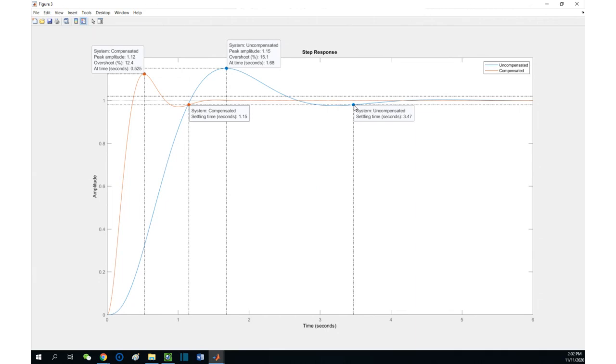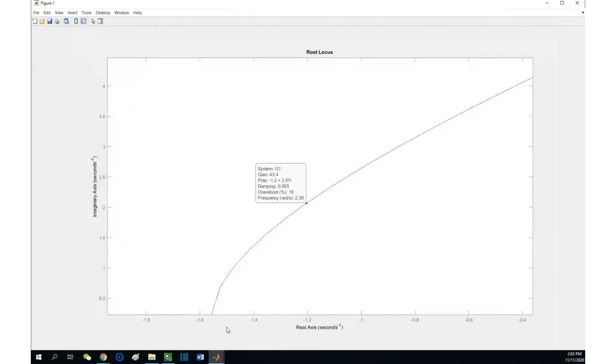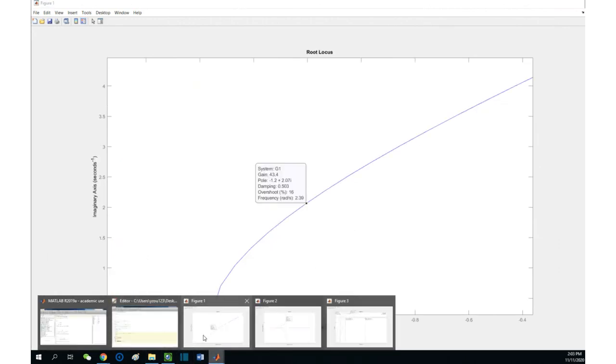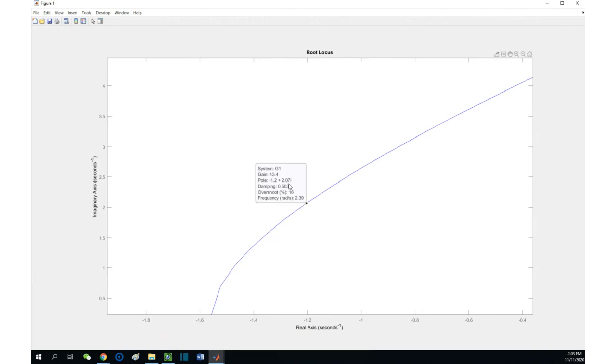Well, I'm seeing at the start that our overshoot is not what we specified. What do you mean by that? It's going to be 16%. So even the uncompensated system is not at 16%. Why? I mean, here it is exactly 43.4 and 16. But I have written down negative 1.2 plus or minus 2i, not 2.07i. Why? Should we use 2.07i?